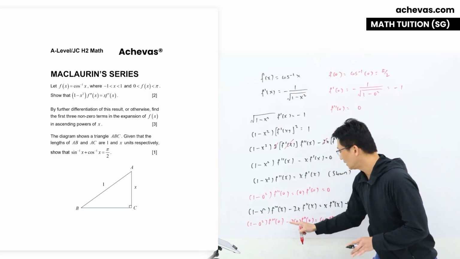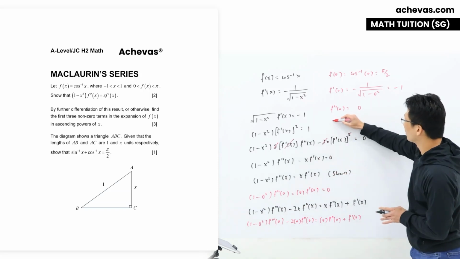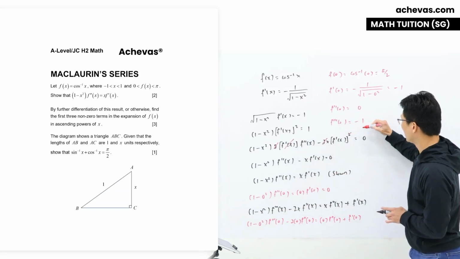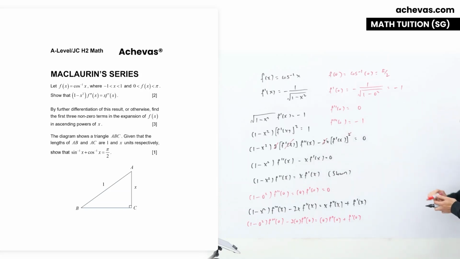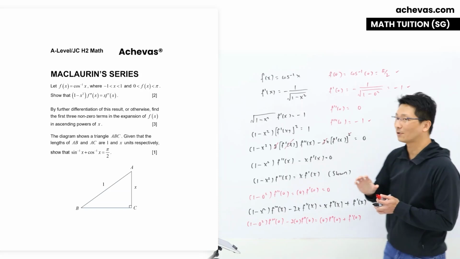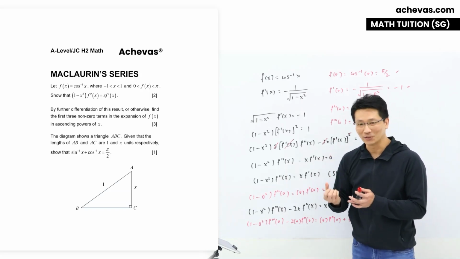So therefore, I can see that my final value of my f triple prime 0 will just be equal to minus 1. So we have 1 value, 2 value, 3 value. This will form our values for the first 3 non-zero terms.